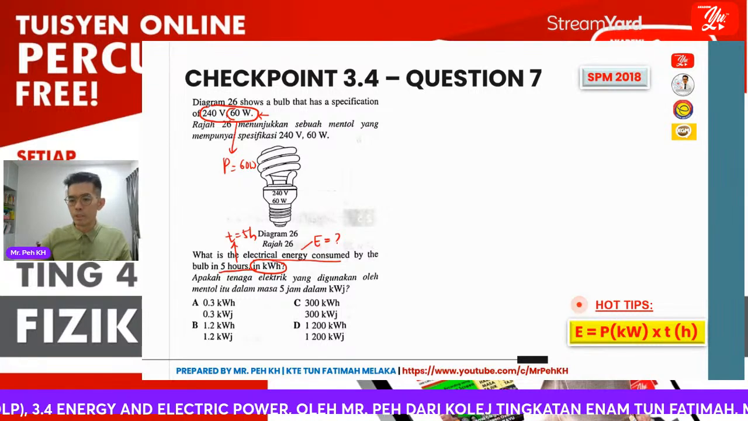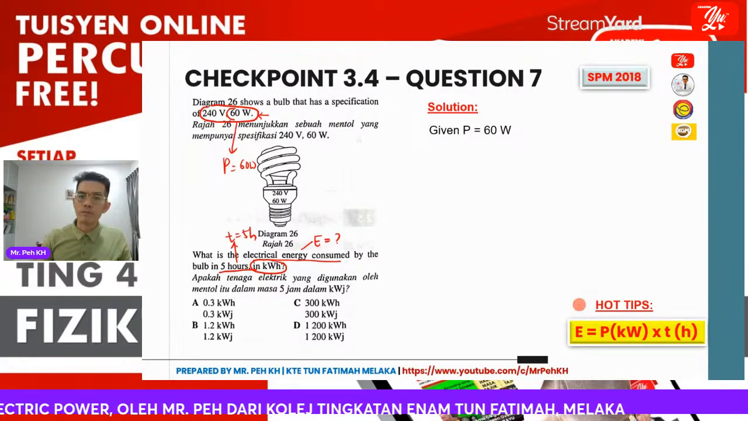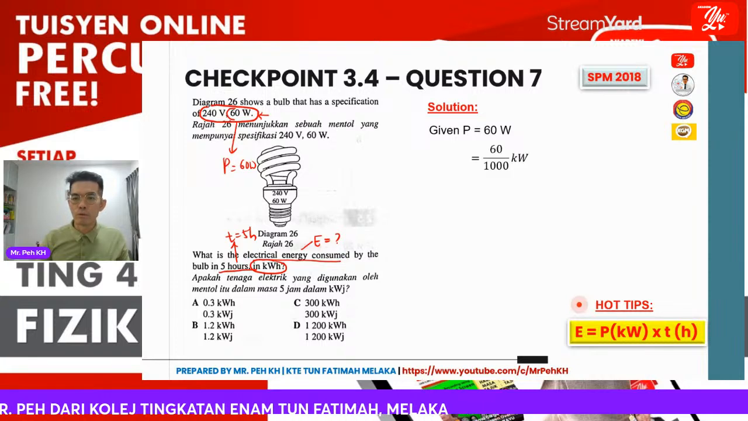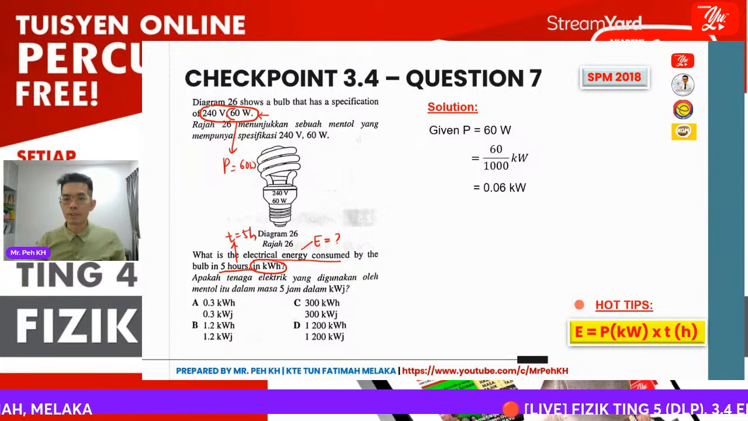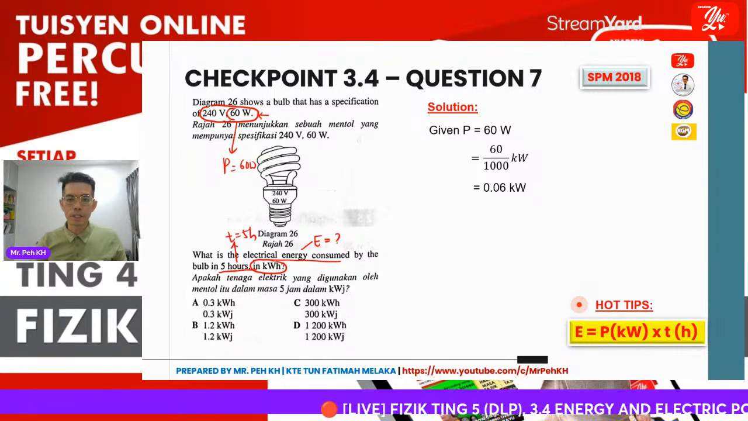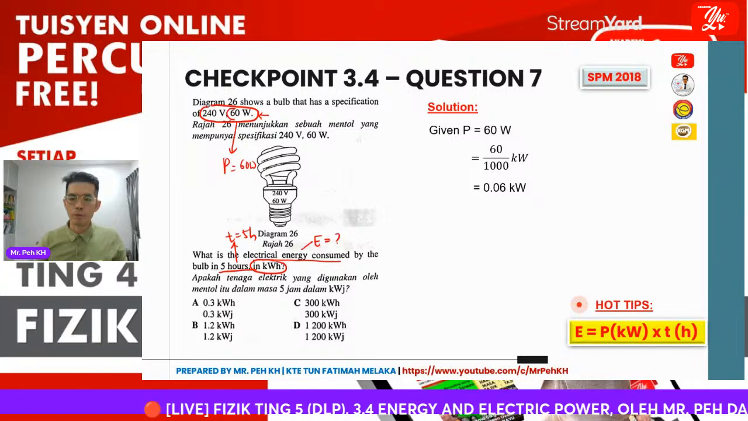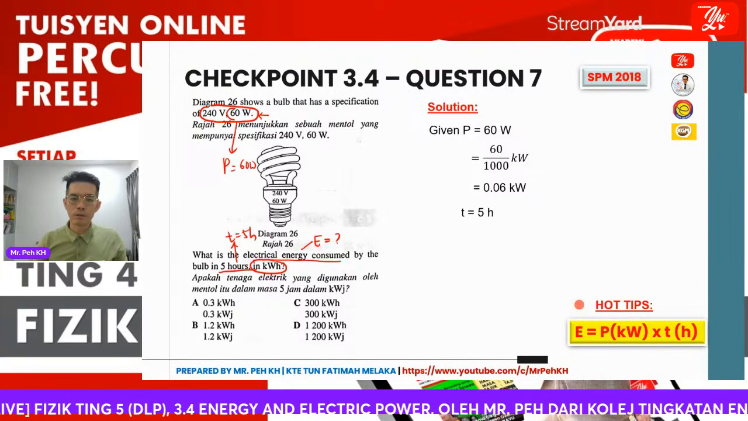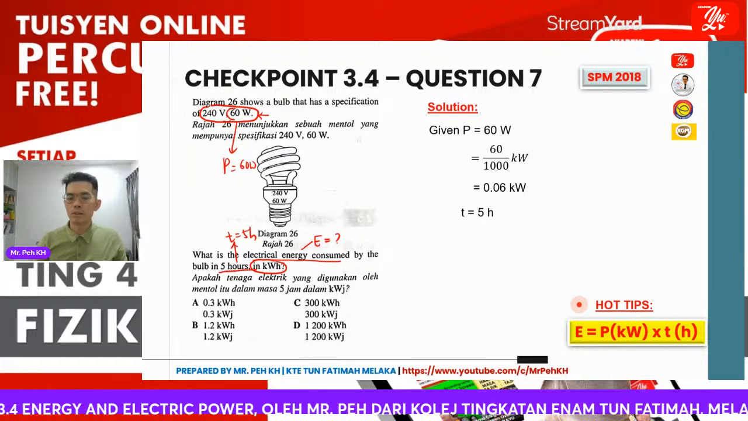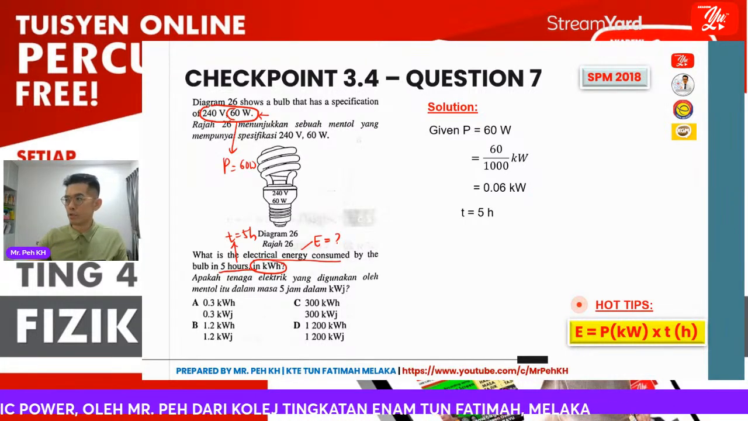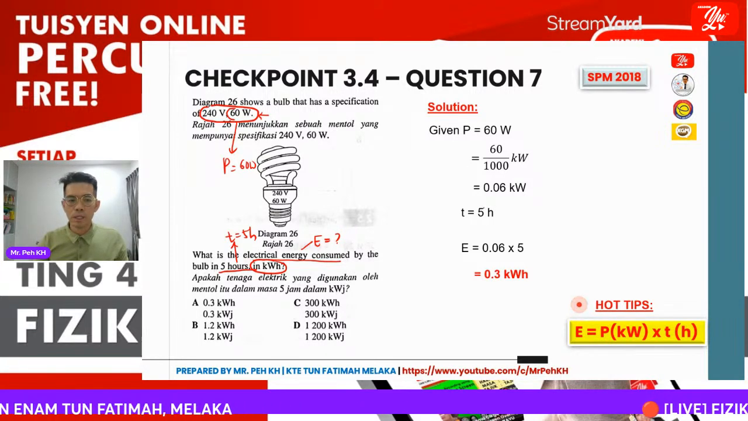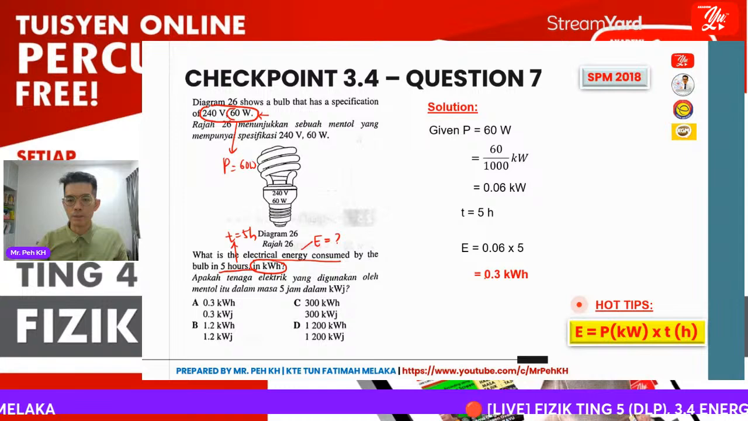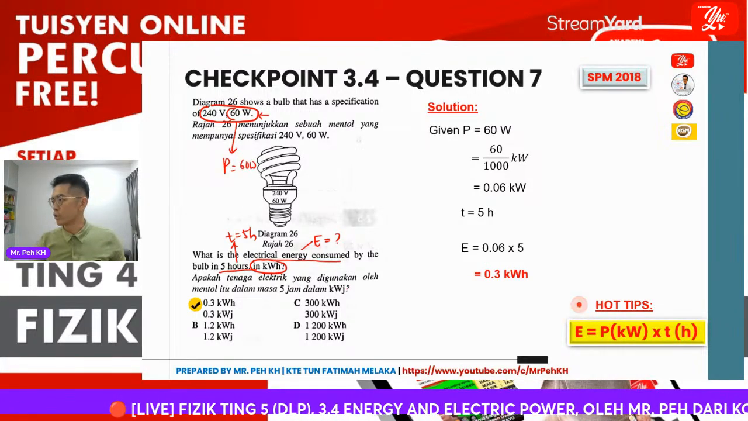Okay, so again, we are using this formula. The information given is P equal to 60 watt, so we have to change to kilowatt. We do 60 over 1000, so we get 0.06 kilowatt. Then we substitute into the formula. Just now we mentioned the time taken is 5 hours, so we use hour and do not need to change to SI unit. After that, we get our energy in kilowatt hour, which is 0.06 times 5. So we get the answer, which is A. Okay, is it clear, everyone?